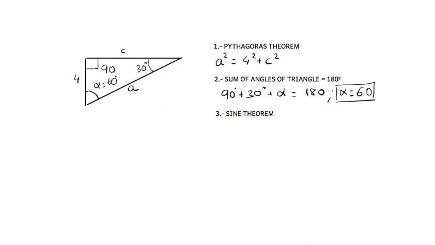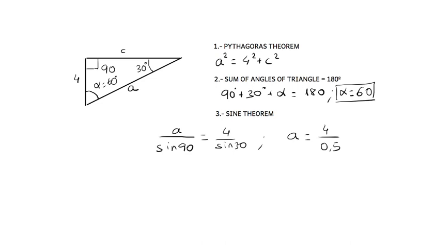And then we can get, for example, a over sine 90, which is a over 1, so it's a, equal to 4 over sine 30. So from this, we can get straight away the value of a. So a over 1, which is a, equals 4 over 0.5.